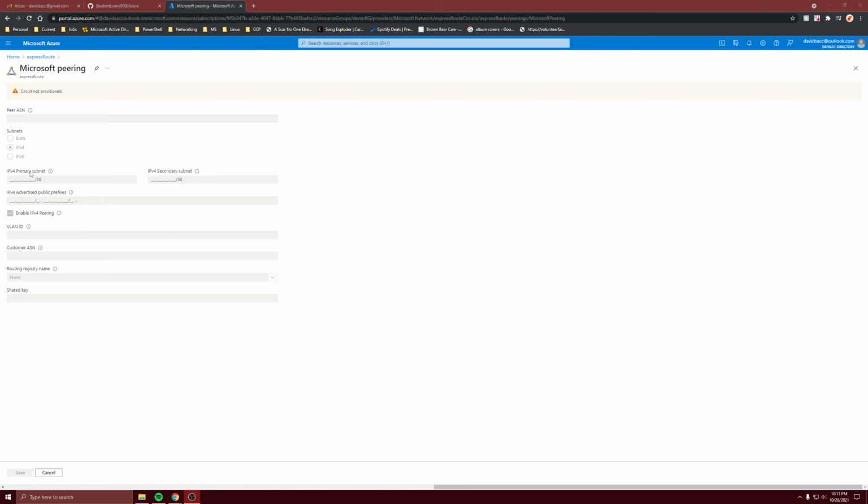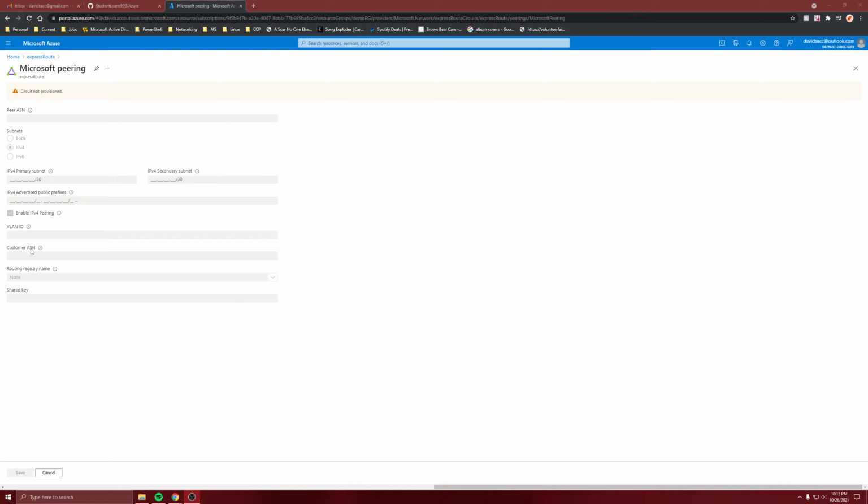So here's the primary subnet and secondary subnet. You need to own some public IPv4 prefix subnets, because one IP address will be used for your router, and another one by Microsoft for their router. So you need to own two subnets, and to do that, you need to buy some public IP addresses. They have to be at least /30, which means you need 4 public IP addresses.